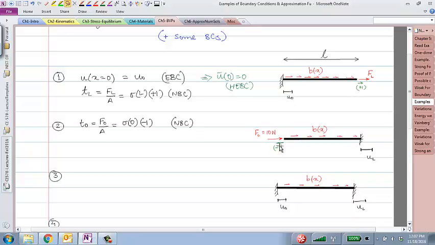And there's nothing else. The virtual displacement could be anything at this point. We cannot constrain the virtual displacement here, or in the previous example here. The virtual displacement is constrained only here.